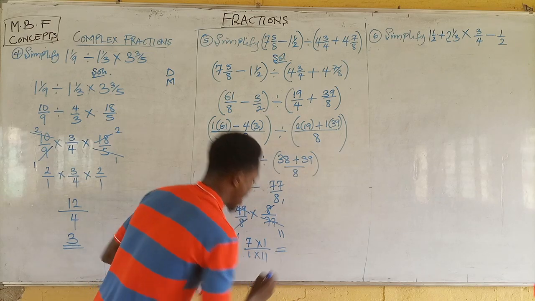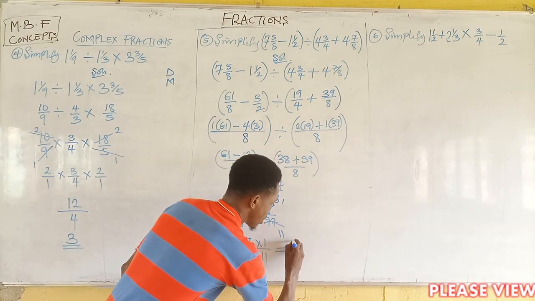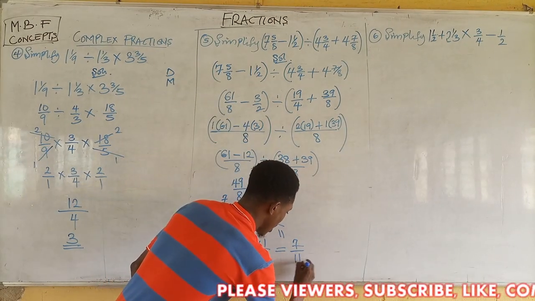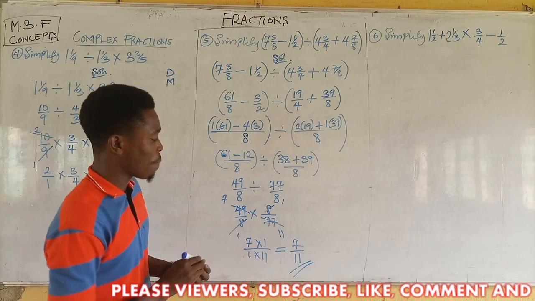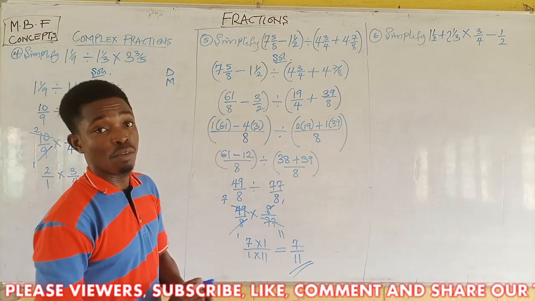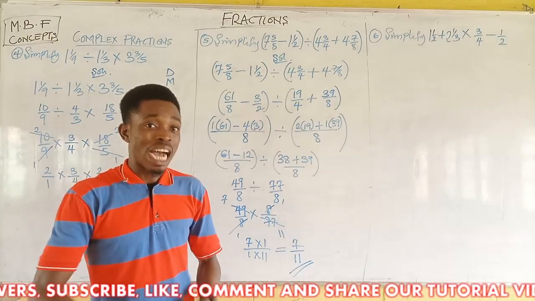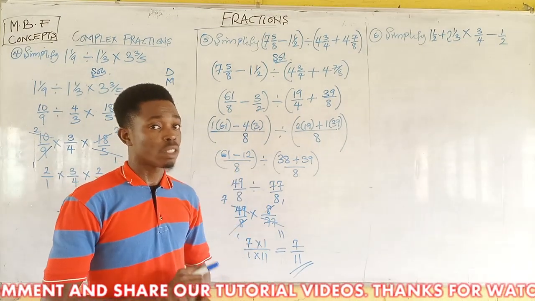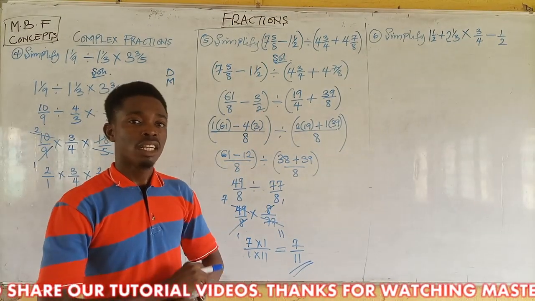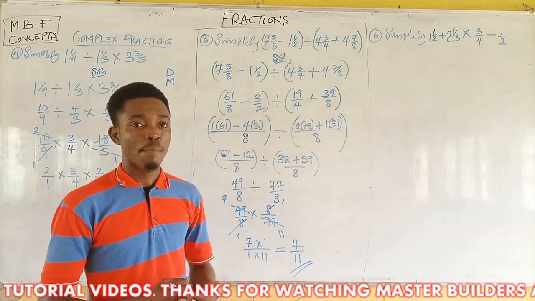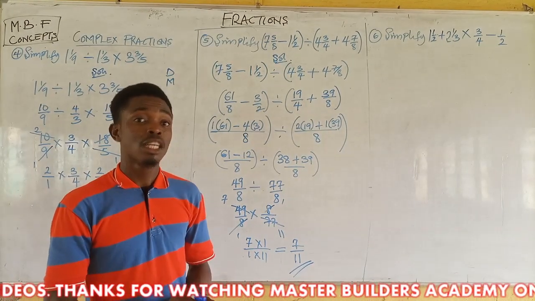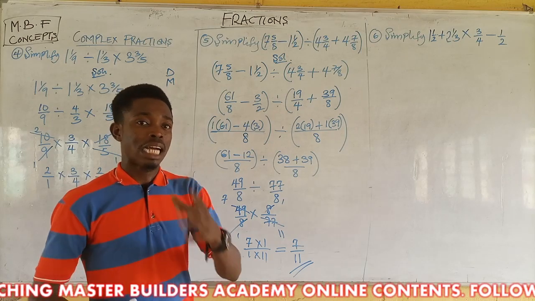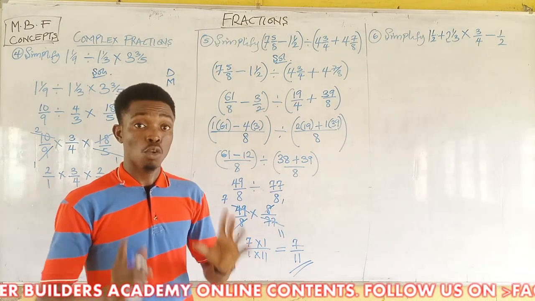And what's the final answer? 7 times 1, guys, is 7. And 1 times 11 is 11. This is our answer. We are going to stop here because 7 and 11 have no common factor. And as well, inasmuch as the denominator is greater than the numerator, the fraction is proper. Then there is no need for further simplification, except that your answer is in decimal places for some of us that are doing objective, OBJ, right?